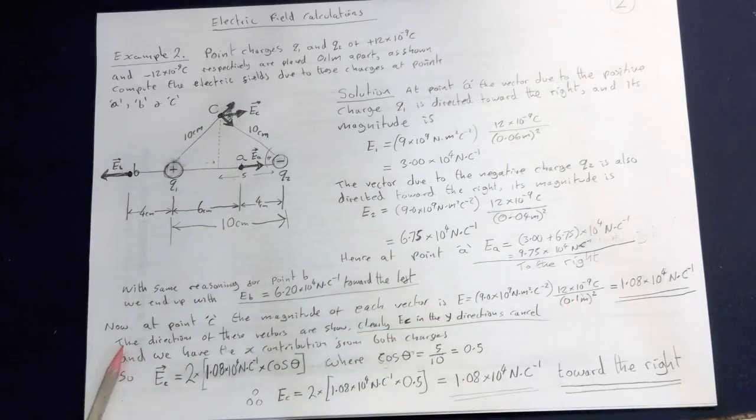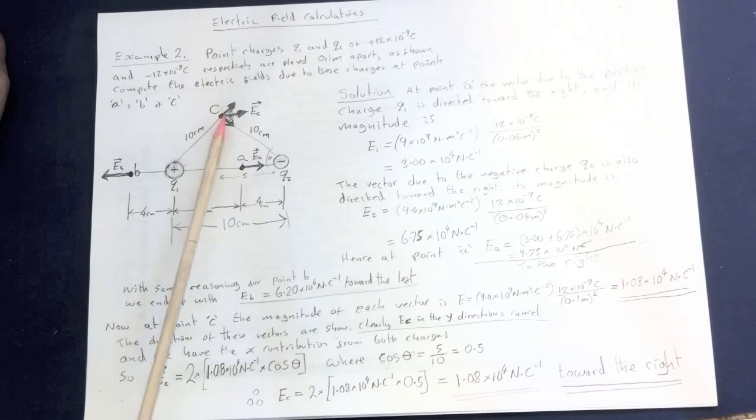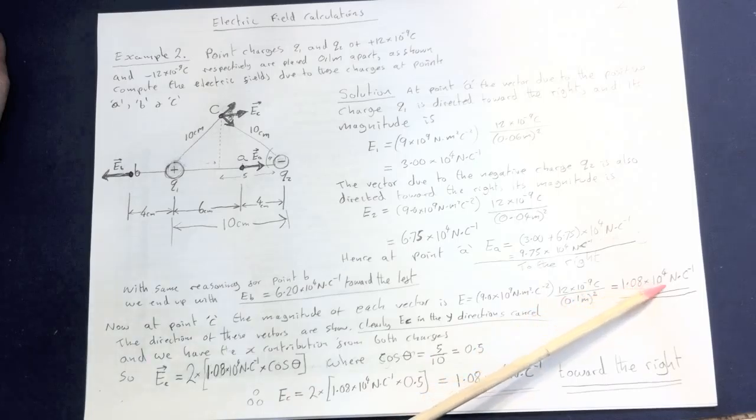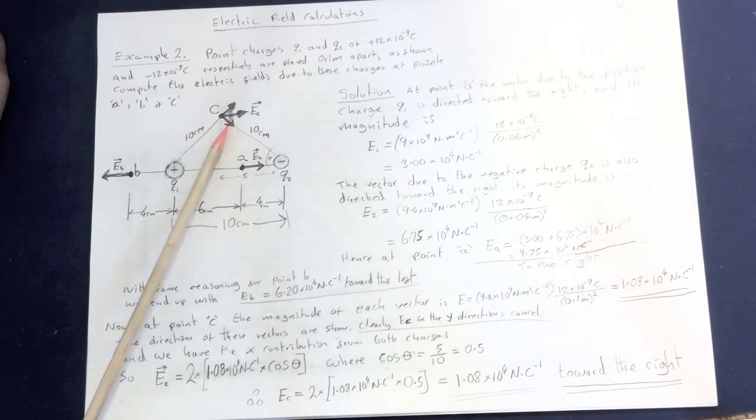So I think that's what I've said here. The directions of these vectors are shown. Clearly, E_C in the Y direction cancels, which we just said, and we have the X contribution from both charges. So that becomes 2 times 1.08 times 10 to the 4 newtons per coulomb. Here, what you need to work out is this actual component. We've got the field of this one here, which we've calculated is 1.08 times 10 to the 4. Just looking at one, we just multiply it by 2.